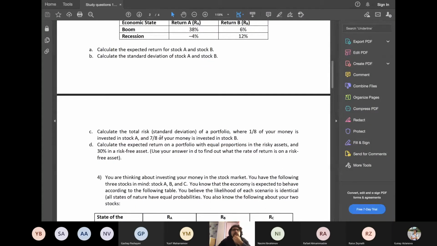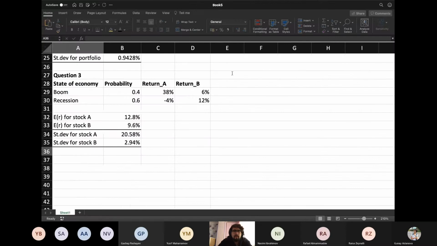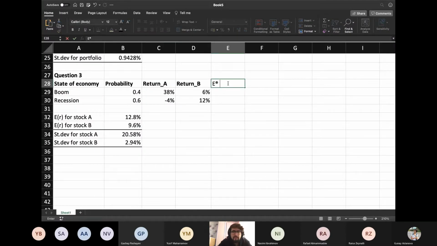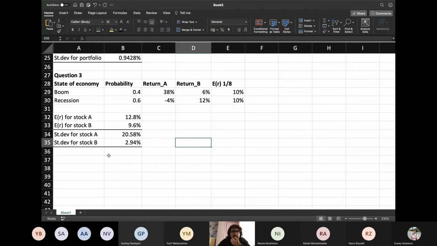Then what it says, calculate the total risk, standard deviation of portfolio, where 1/8 of your money is invested in stock A and the remainder is invested in stock B. Expected return for the 1/8 case: 1/8 times return A plus 7/8 times return B. And if I drag down here, both of them are 10%, by the way.